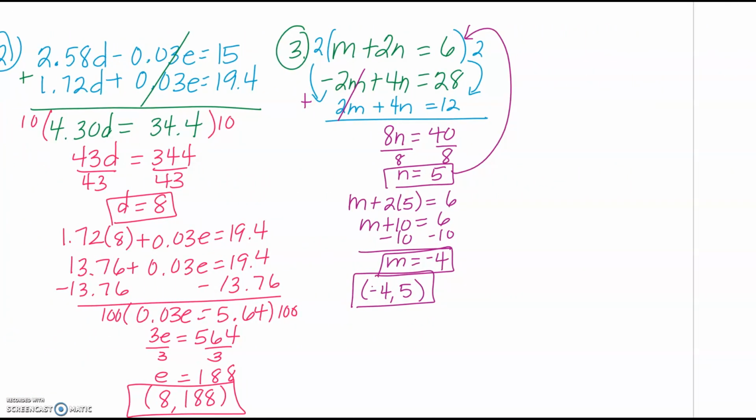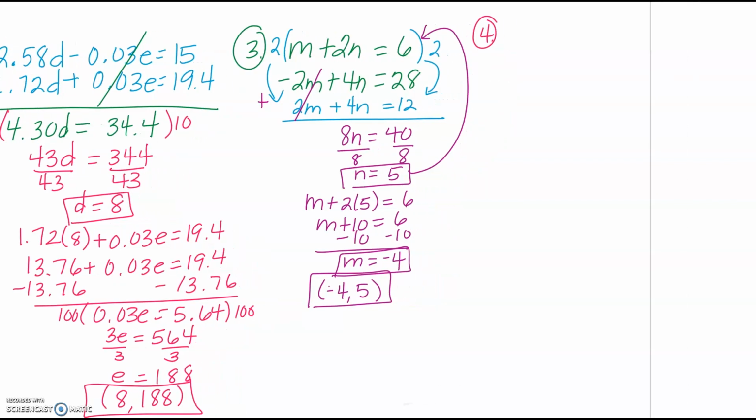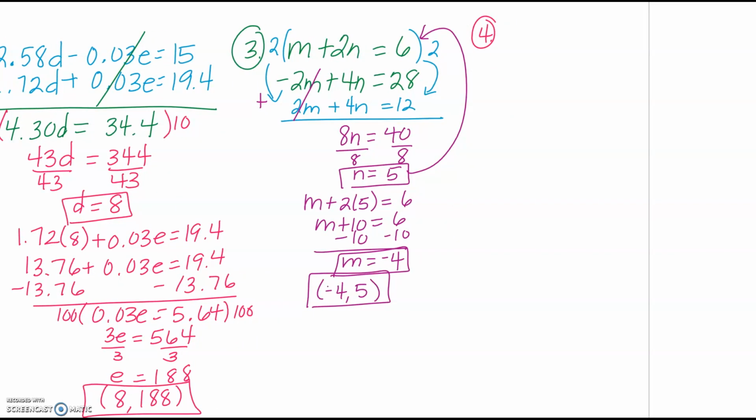All right, I'm going to try to squeeze in one more before I go to the next line. Let's see. Number 4. 2s plus 3t equals 35. 5s minus 4t equals 7.